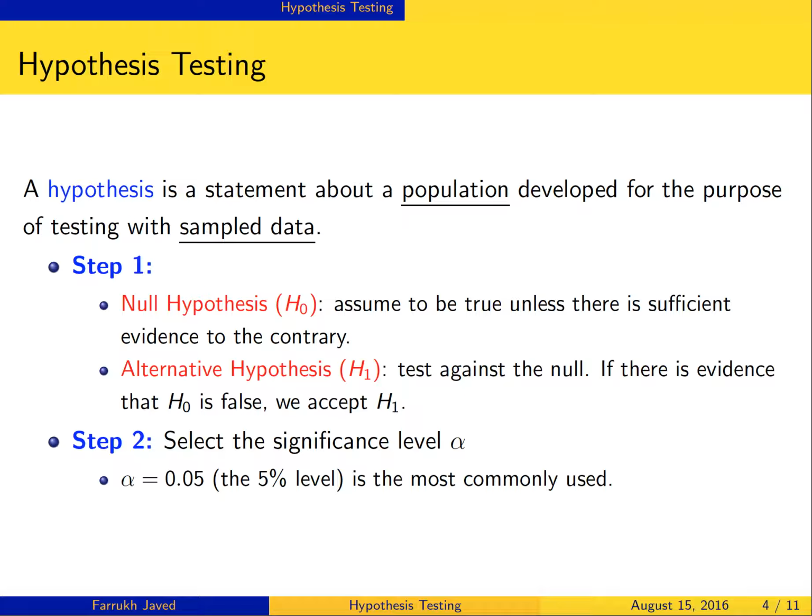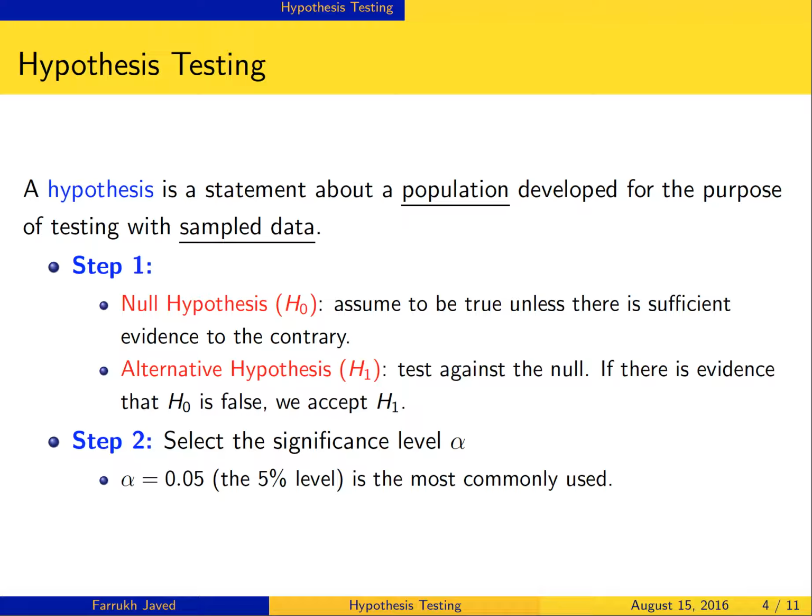So if I say that my population mean is equal to the sample mean, this is my null hypothesis, because this is what I am aiming to check. This I am sure about. But if this is not true, then what is true? The truth is that they are not equal. So the population mean is not equal to the sample mean. This is our alternative hypothesis.